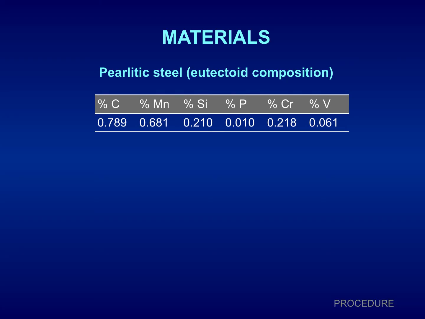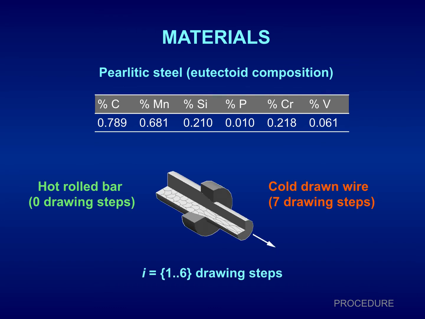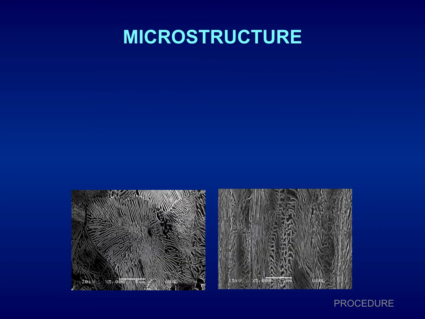Materials were perlitic steels with eutectoid compositions, approximately 0.80% of carbon and other elements. We carried out a cold drawing process from a hot roll bar, left-hand side, green color, 0 drawing steps, to the cold drawn wire, 7 drawing steps, to produce commercial prestressing steel wires, with 1, 2, 3, 4, 5, 6 drawing steps.